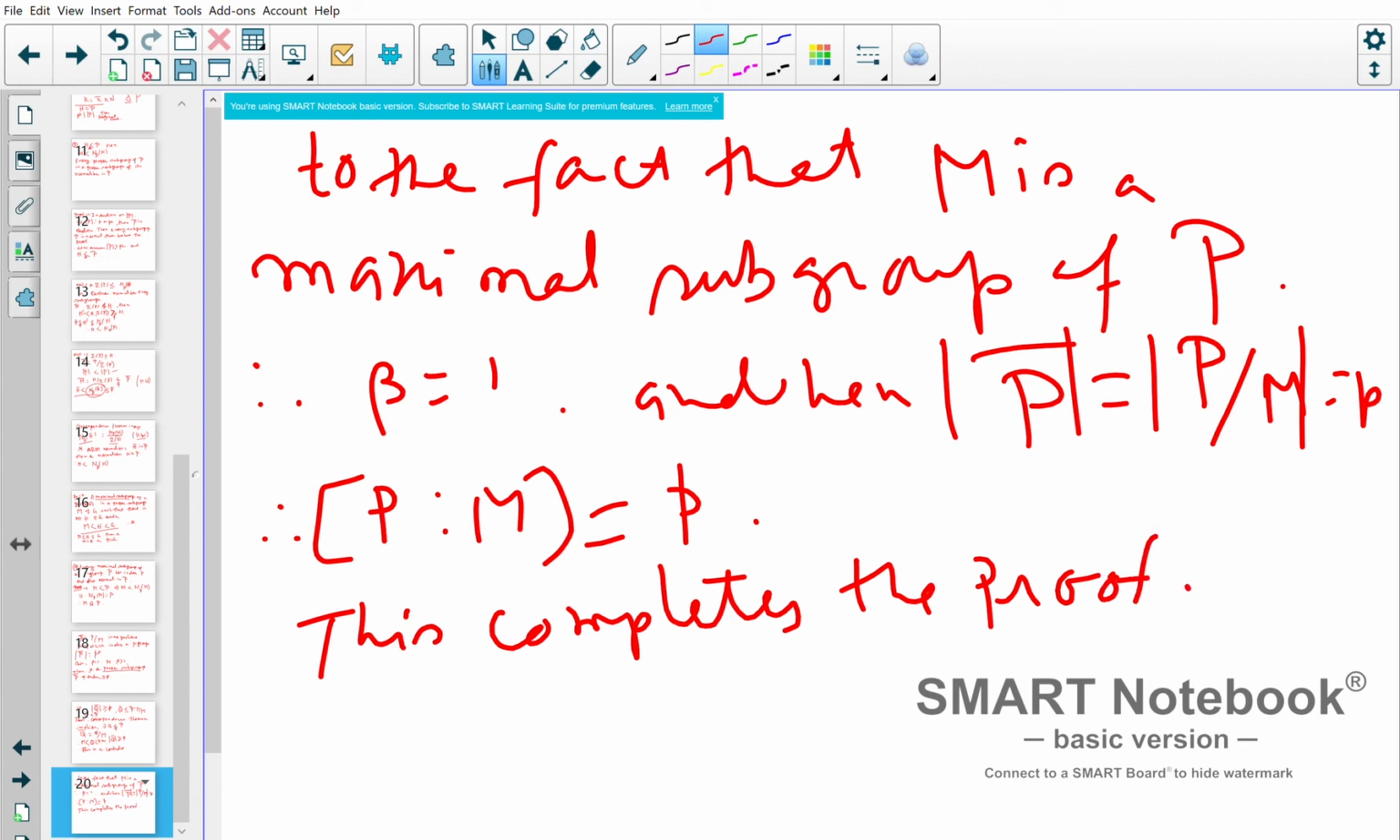Okay, so maybe I should stop here, because if I have to define what a nilpotent group is, for example, then it will take some more time. So let me just stop here, and maybe in the next class we will discuss what a nilpotent group is.